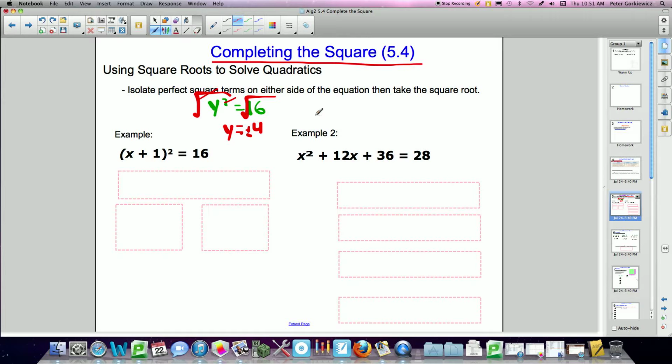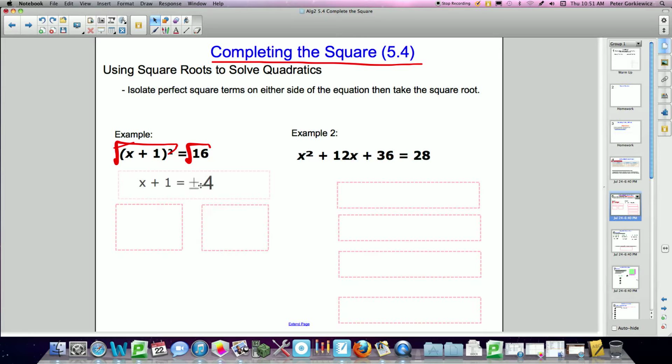Neat? Neat. You can do the same thing with this. This is just x plus 1 squared. This is like y squared equals 16. And if you just take the square root of this side, your square and your square root will kind of cancel out. You're left with the radicand, otherwise known as the junk under the radical. And on this side, you're left with plus or minus 4. And that's cool because you got two cases now.